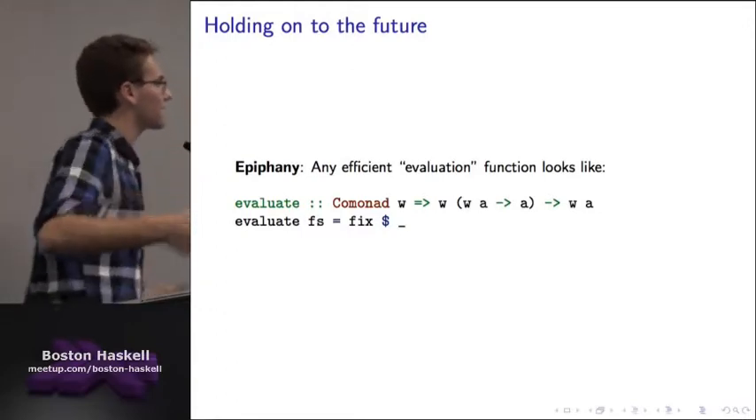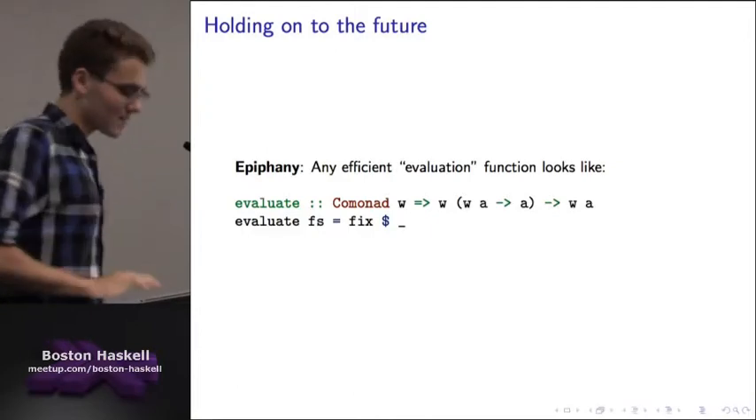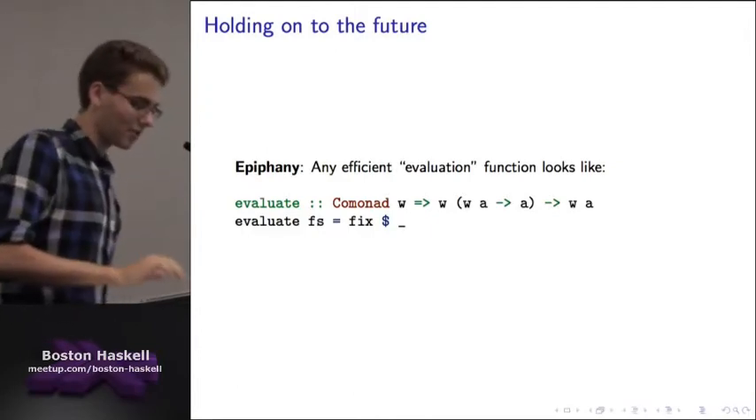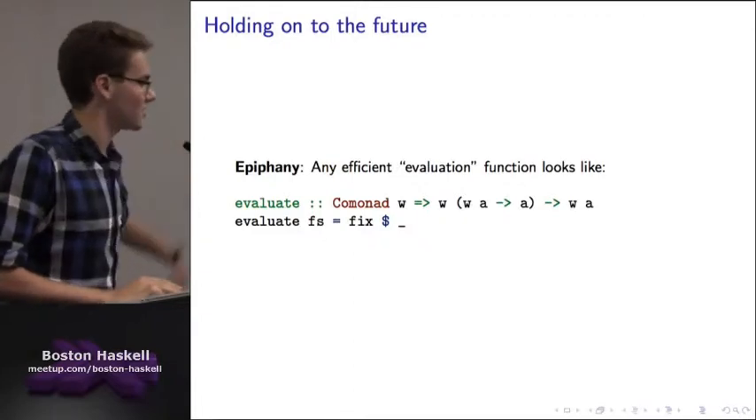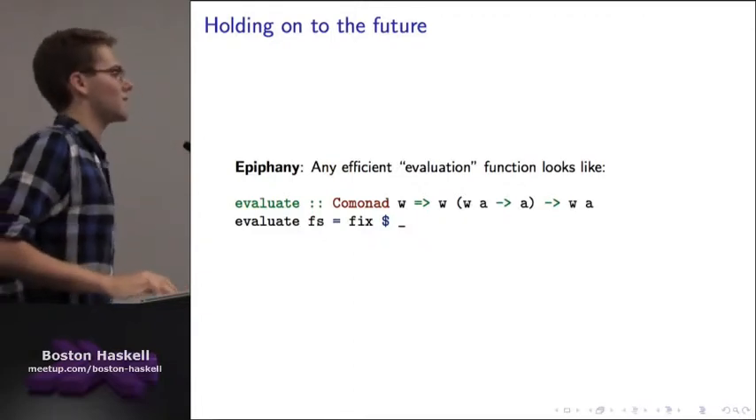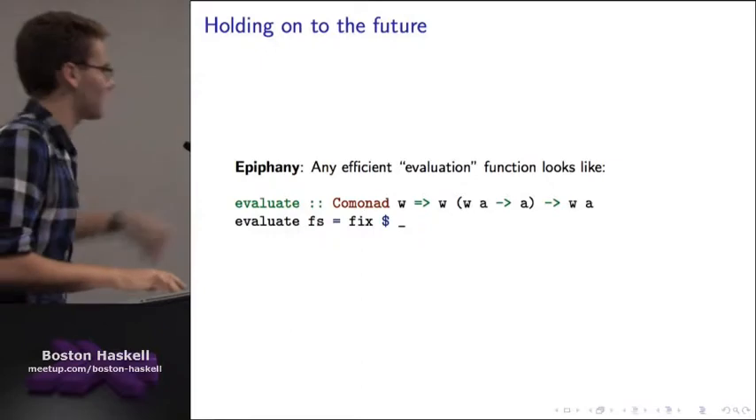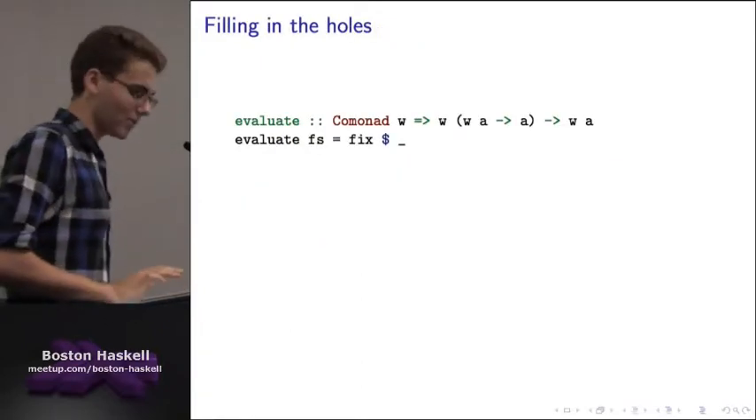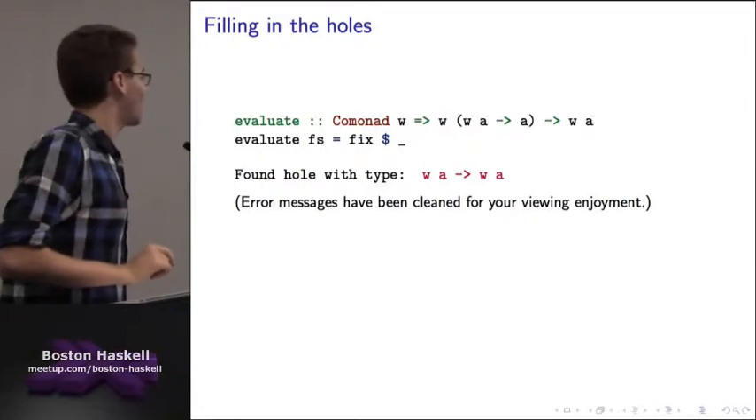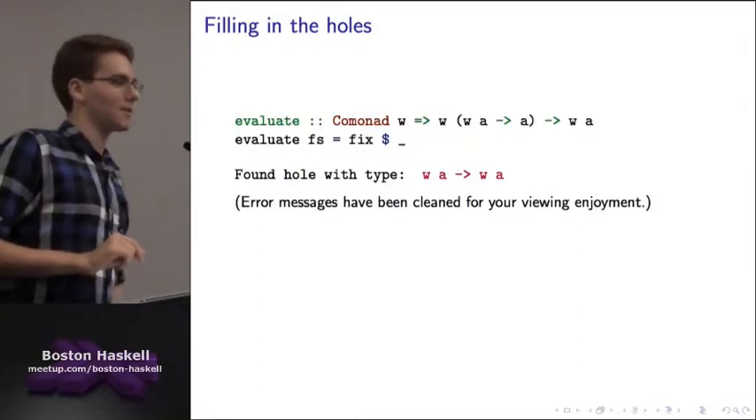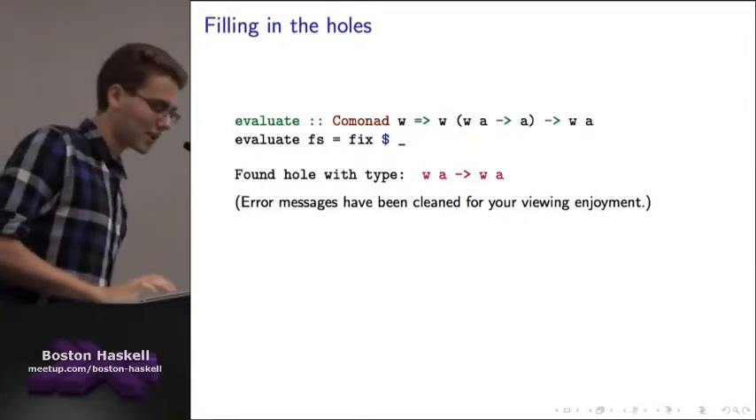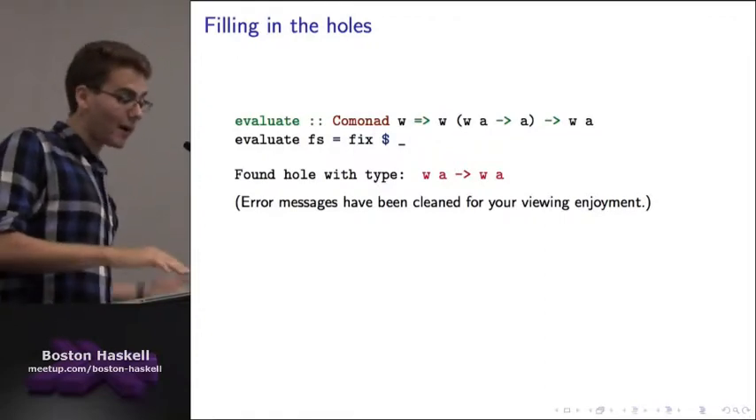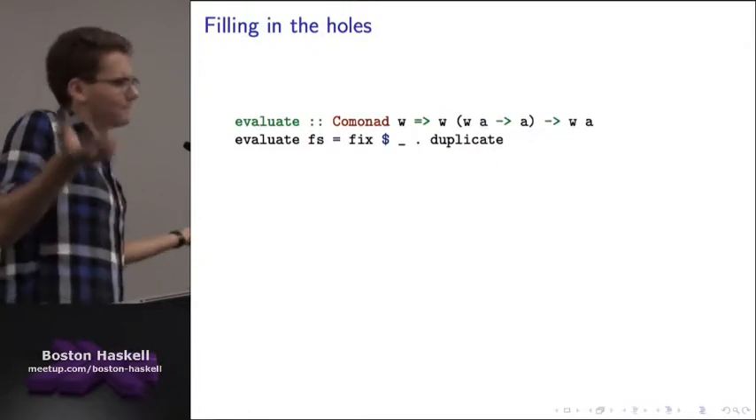I've written this function in this way because there's this really awesome feature of GHC 7.8 called typed holes. This is something I can plug into GHC and say, I've got this bit of a function and I know what its signature ought to be, so let's try to fill in the holes. I've cleaned these error messages significantly because GHC is a little bit verbose. So: found hole with type W a -> a, W a -> W a. Not very useful.